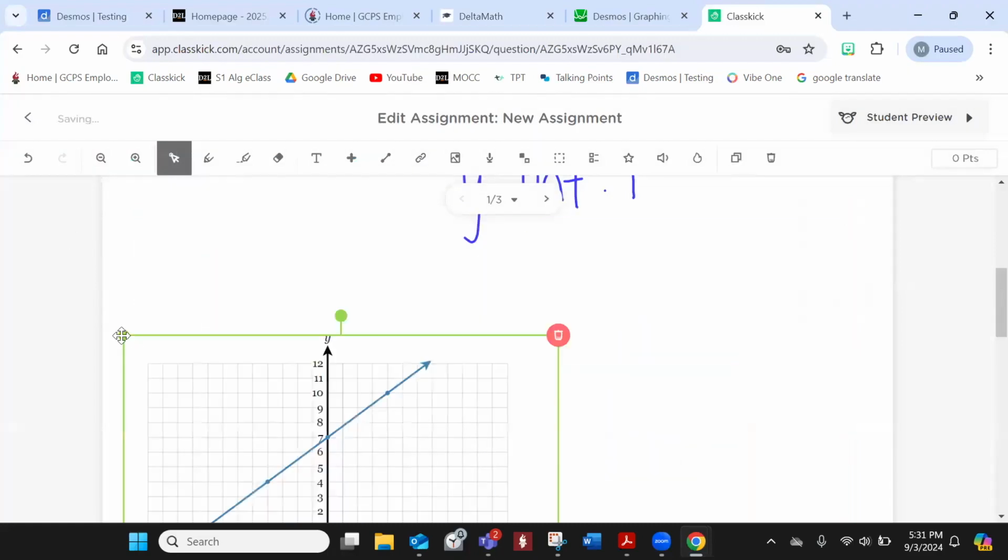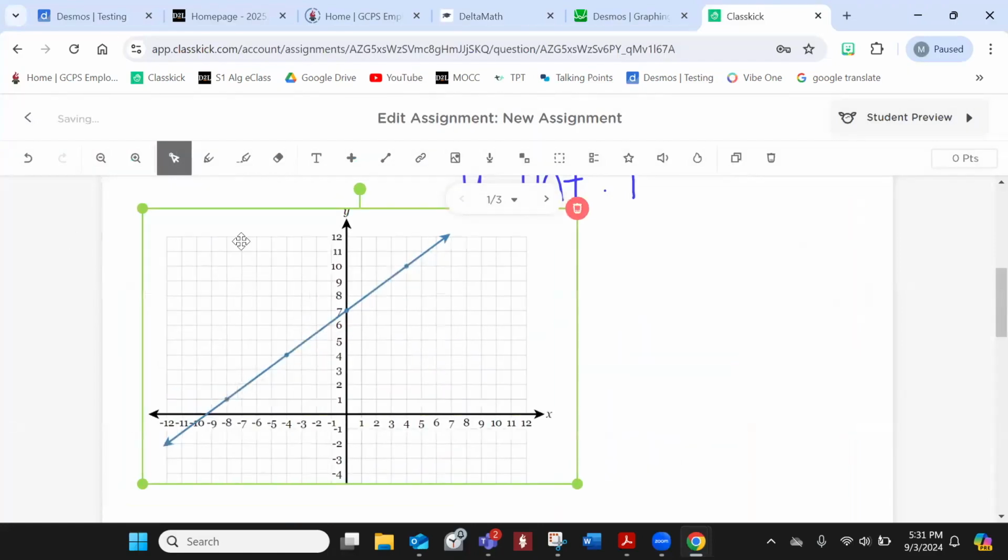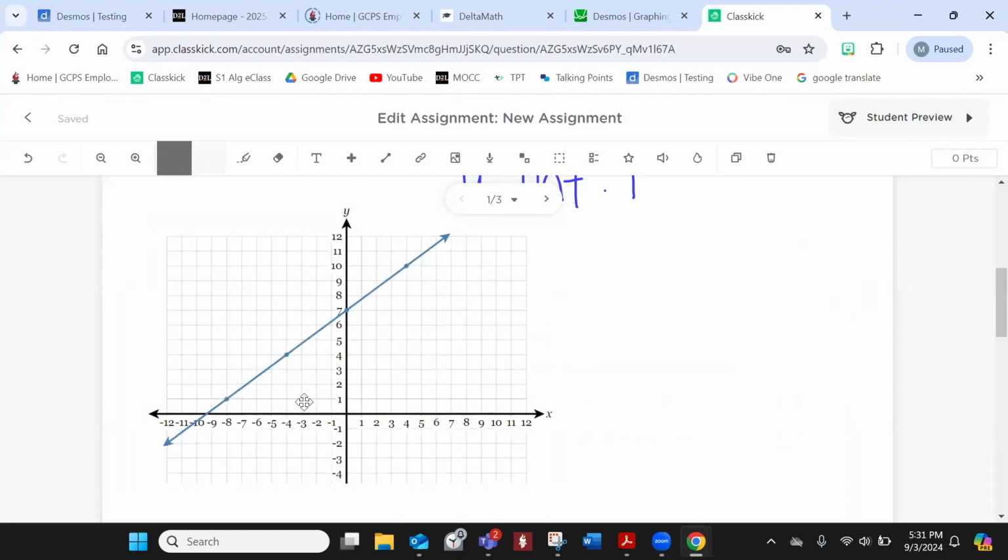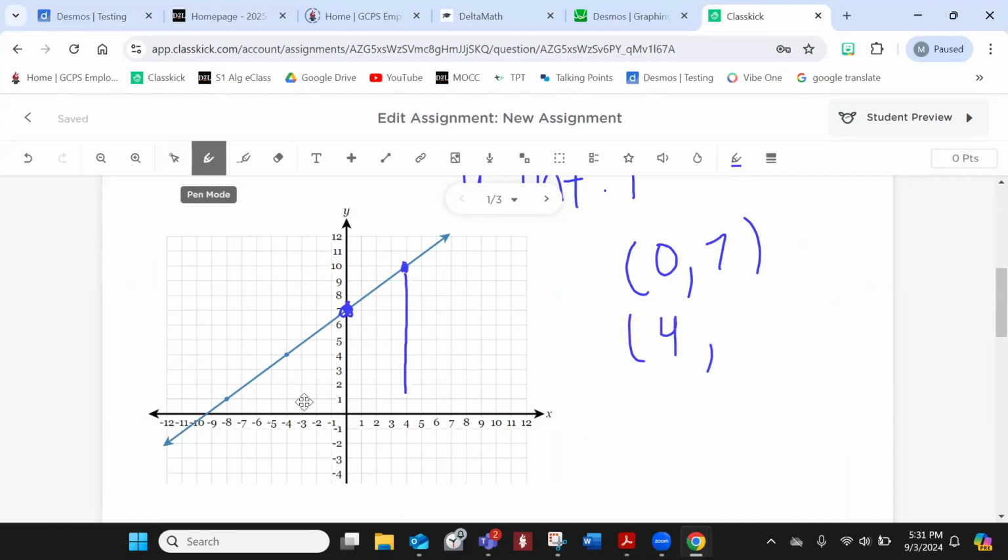All right, same thing. If I need to write the equation for this line, I need to first identify 2 points, at least 2. You can have more than 2, but we need at least 2. All right, so I'm gonna do this one, which is (0, 7). And then I'm gonna do this one, which is (4, 10). I just need at least 2 points.